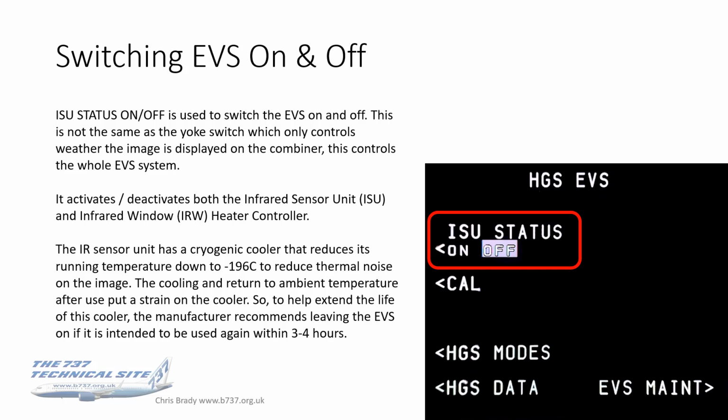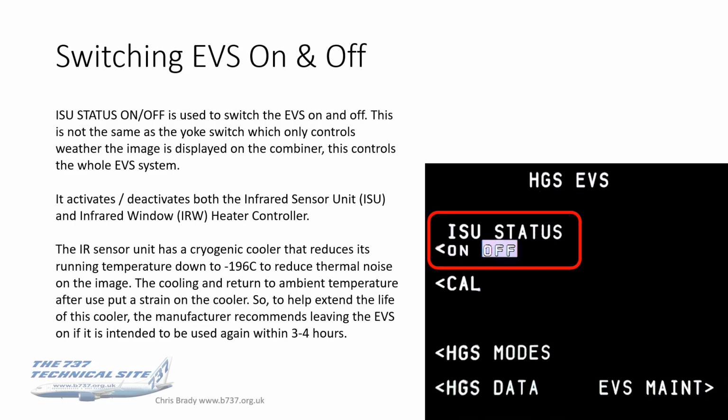You've got at the top of the list the ISU status. So remember, this is the infrared sensor unit. That's the camera in plain English. On or off. It's used to switch the whole EVS system on or off. So it's not the same as the yoke switch, which is only controlling whether the image is displayed on the combiner. This ISU status on off actually will shut down or waken up the whole EVS system. So it activates or deactivates both the infrared sensor unit and the infrared window heat controller.